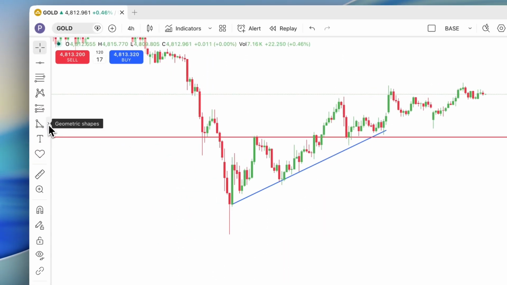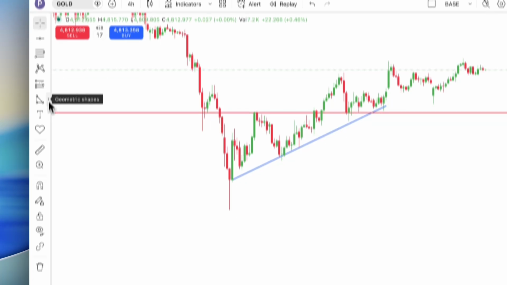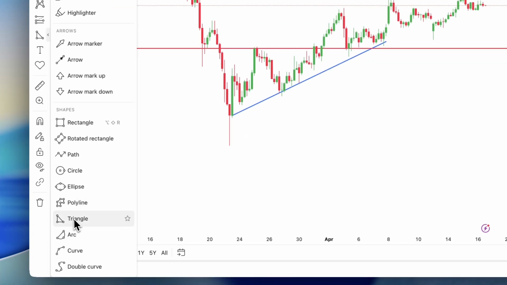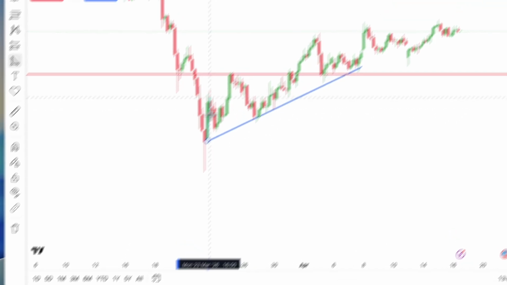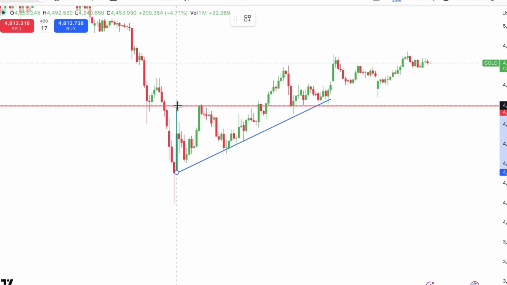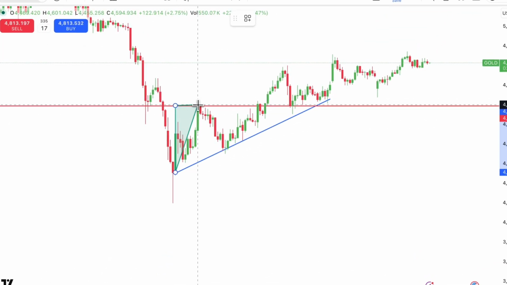Well, to the toolbar at the left of our screen, we need to click on the geometric shapes and then click on the triangle. What you need to do is take the lowest point and bring it to the high. So the reason we're drawing this straight line is because it's on the same level as this high, which our resistance level was tested. So it's not necessarily for us drawing it from the bottom towards here. We can just take a straight line and then we extend it towards the right.